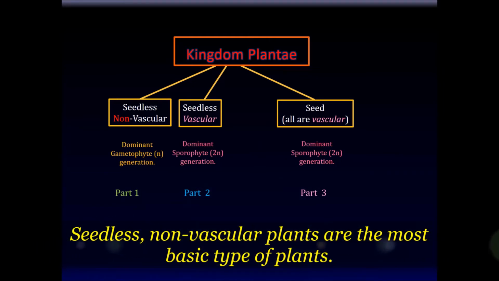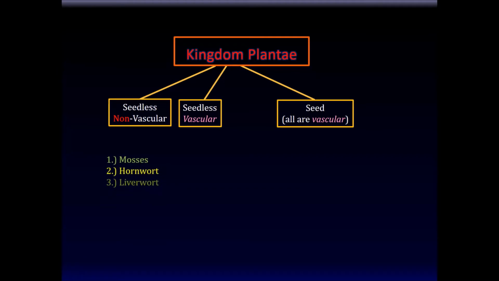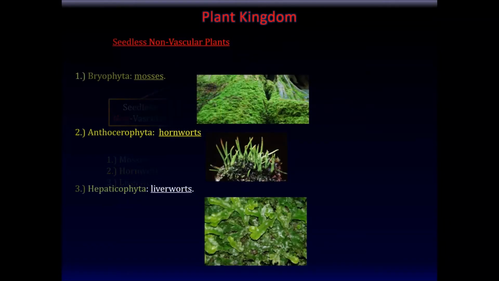If you also recall from a prior discussion, in these plants, the most basic of plants, it was the Gametophyte generation that dominated. Specifically, we shall talk about mosses, hornworts, and liverworts. So the seedless non-vascular plants, the 3 categories that we shall study, are the Bryophyta, the mosses, the Anthocerophyta, the hornworts, and the Hepatophyta, or the liverworts. Their common names are the mosses, hornworts, and liverworts.